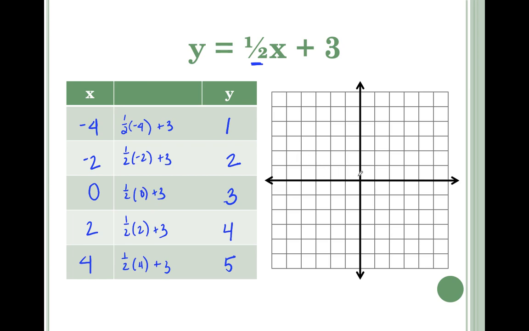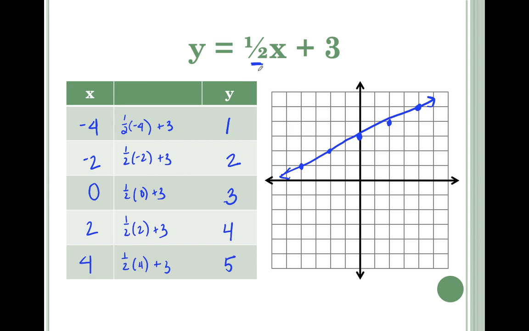So then after I make my table, I can make my graph. Negative 4, positive 1. Negative 2, positive 2. 0, 3. 2, 4. And 4, 5. And there's my graph, which is a nice straight line. Connect the dots, arrows on the end because it goes on forever.